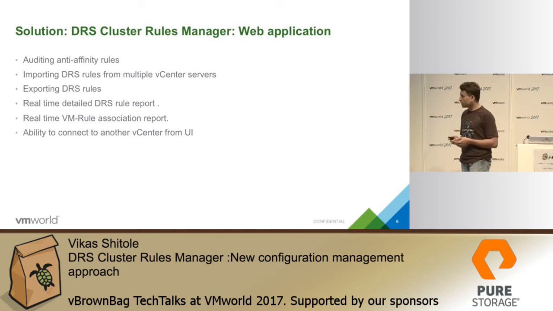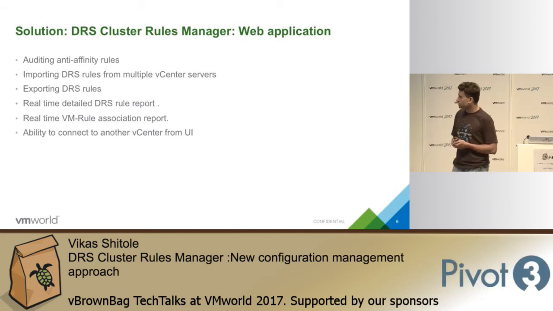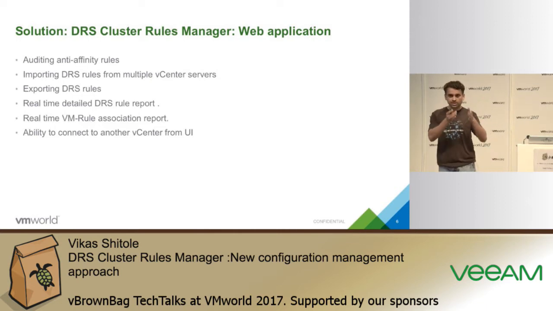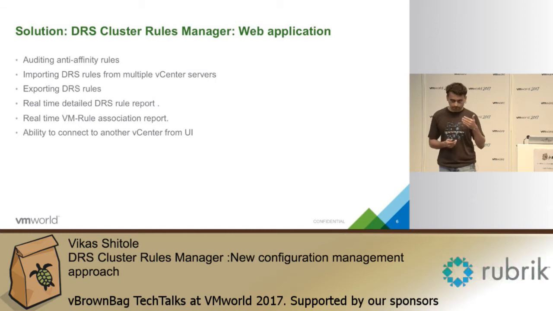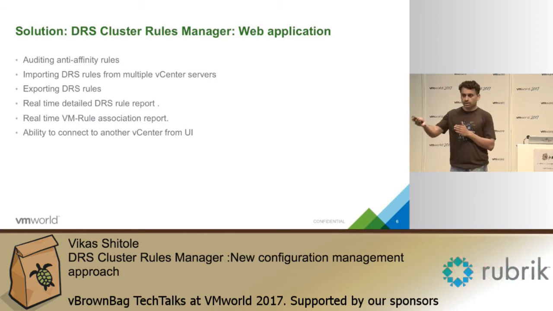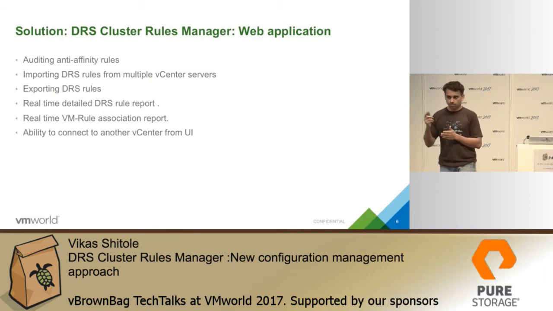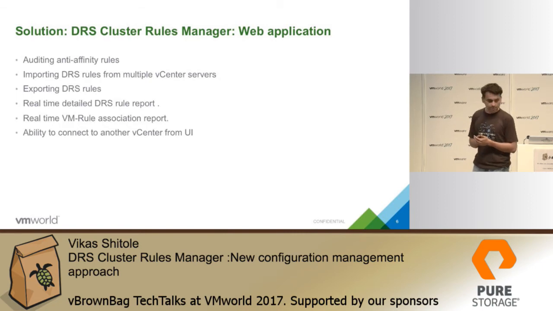Then the next feature we have is a VM rule association, where the VM is a focal point. One VM can be a part of multiple DRS rules. So as the admin, if you would like to know that, it will list the number of VMs in the cluster, and it will tell you what the rules associated with that particular VM are and what the status of all the rules is. So that's the next feature.